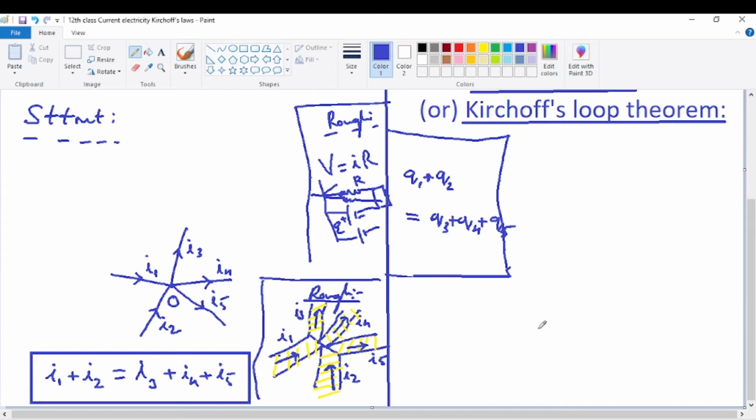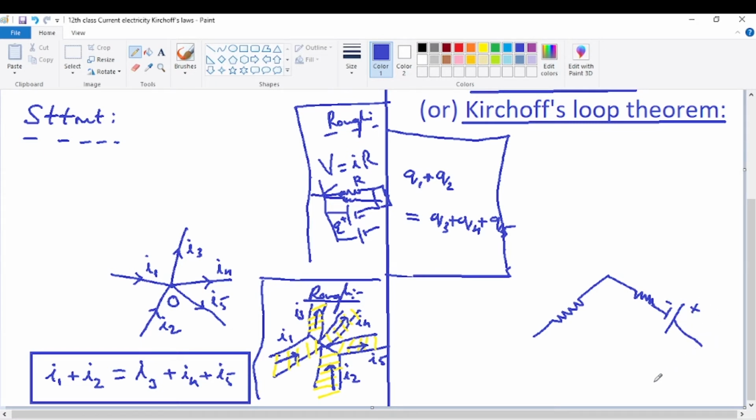So for example, a closed circuit or a closed loop consisting of say a few cells and a few resistors like this. Now this is say a resistor, and next I'm taking a combination of a resistor and a cell. This is the negative terminal of the cell, positive terminal of the cell.